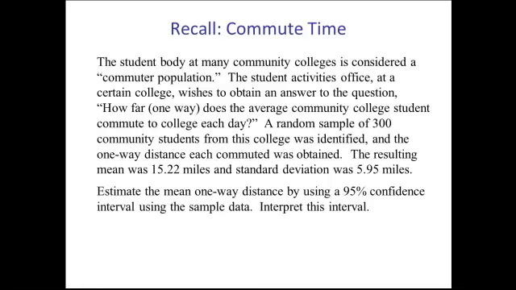Interpret this interval. So we know from this problem, x bar, the sample mean, is 15.22, and s, the sample standard deviation, is 5.95. We know that alpha is 0.05 because we're doing a 95% confidence interval, and n is 300. Now we have to use a t-distribution because sigma, the population standard deviation, is unknown.